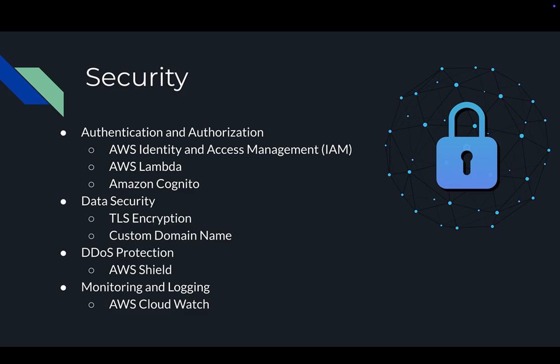Second, we have data security. You use TLS encryption. TLS stands for Transport Layer Security, so all communication between client and API Gateway is encrypted. And also you can use custom domain names, so you can secure your API traffic using your own domain, or you can use a TLS certificate managed by AWS Certificate Manager.